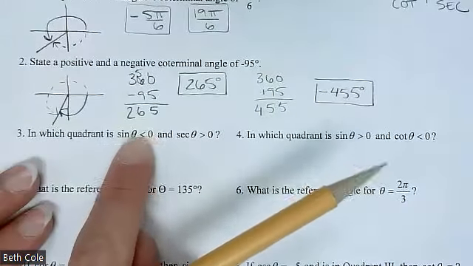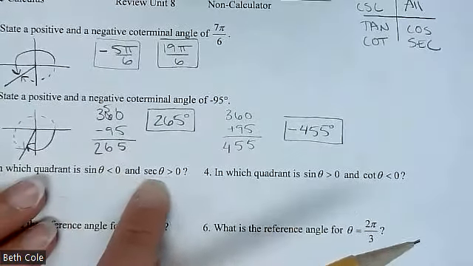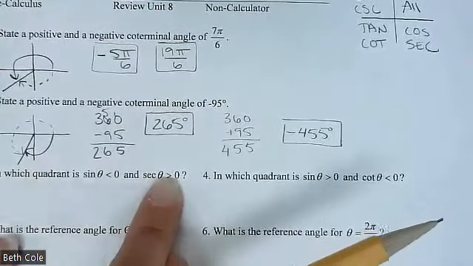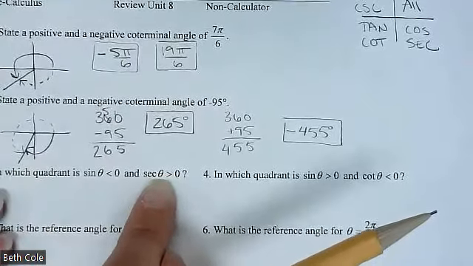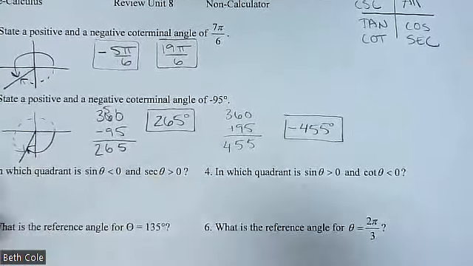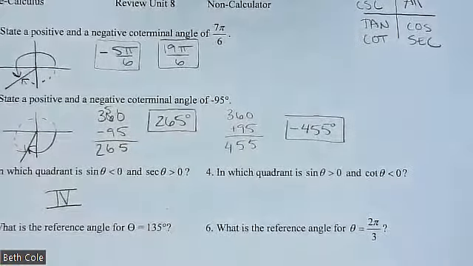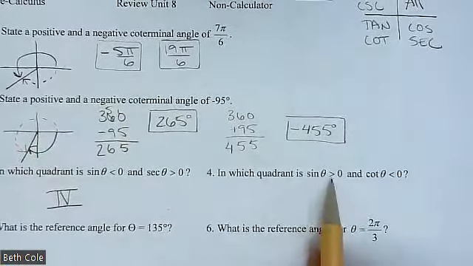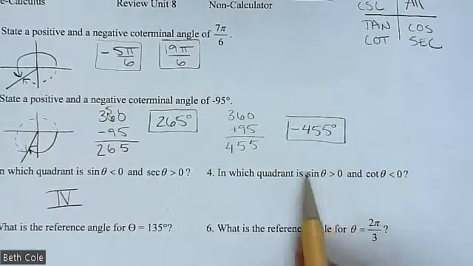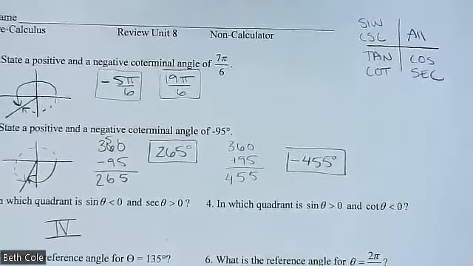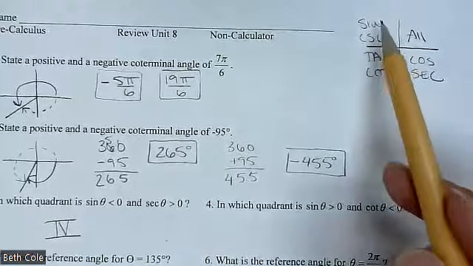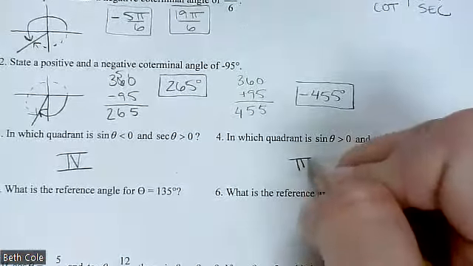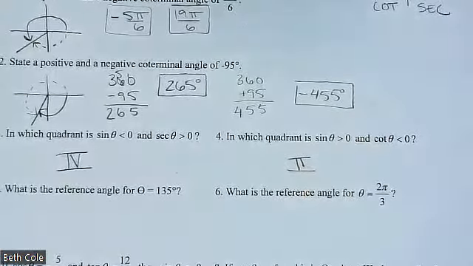And what quadrant is sine negative, but secant is positive? So basically you're just looking for where secant is positive. So what quadrant is that in? Quadrant 4, good. All right, in what quadrant is sine positive, but cotangent is negative? So where is sine positive? 2, so quadrant 2. If you didn't get it, then make sure you fix it.